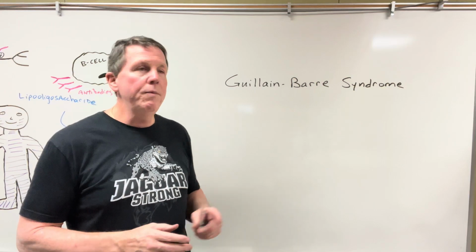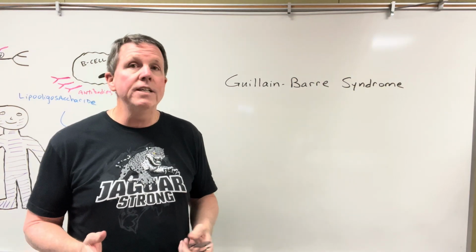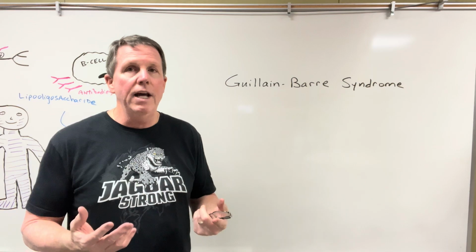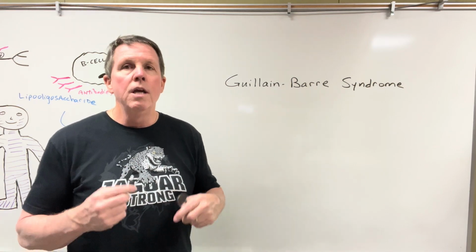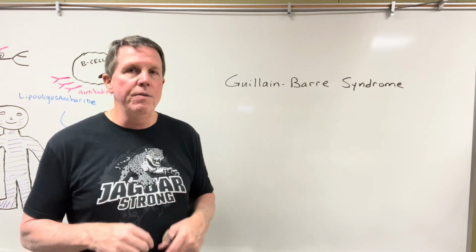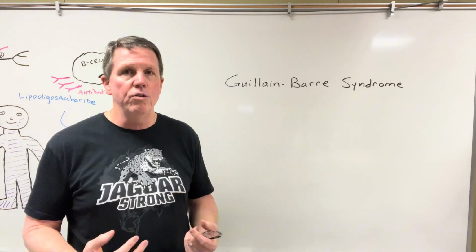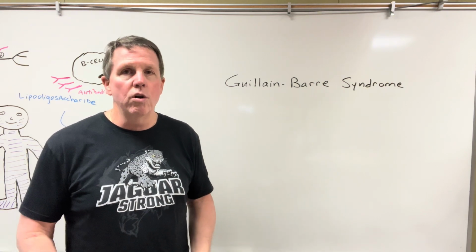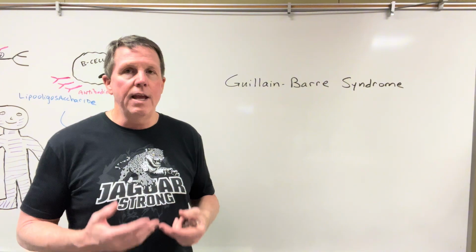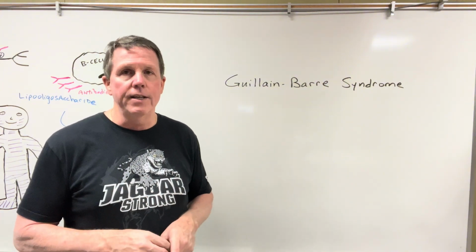Hi everybody, so today we're going to be talking about Guillain-Barre Syndrome. Basically, this is a demyelinating condition, an autoimmune disorder in which people get paralysis and numbness and tingling, or paresthesia, of their arms and legs. It's an ascending disorder, which basically starts in the feet and works its way up. So let's go ahead and take a look at this.